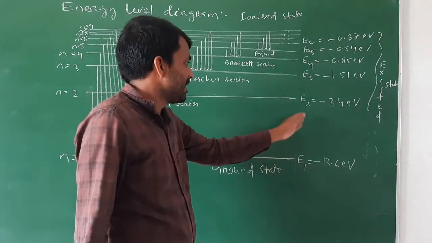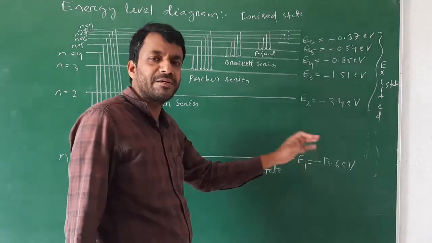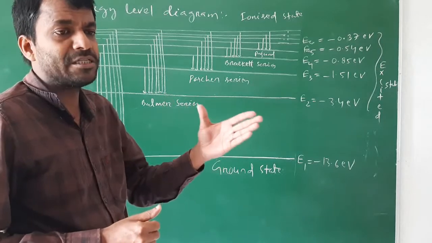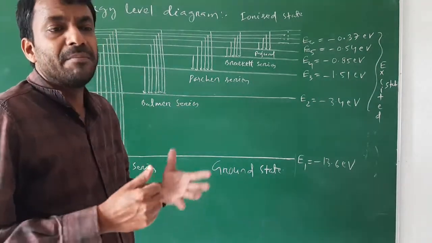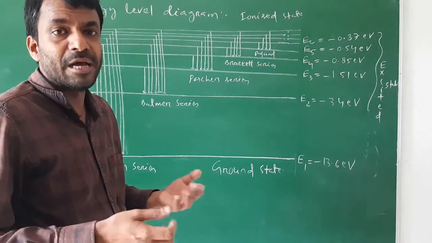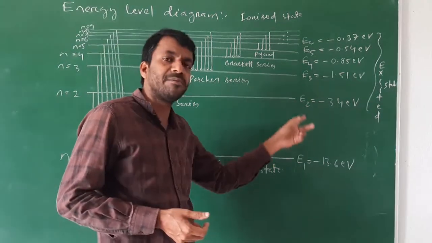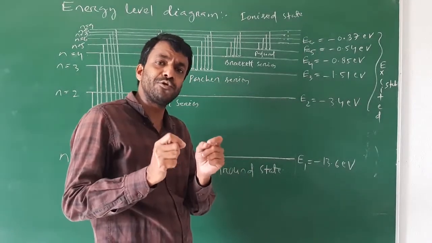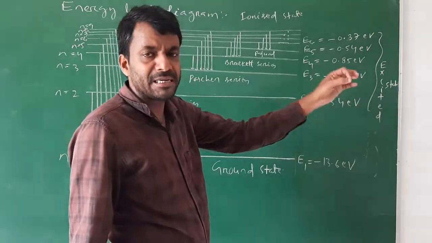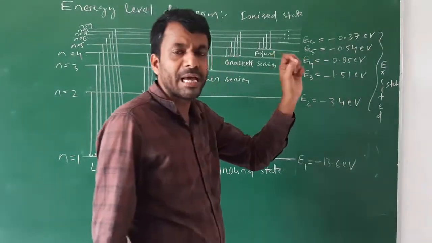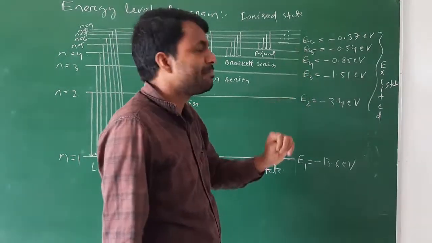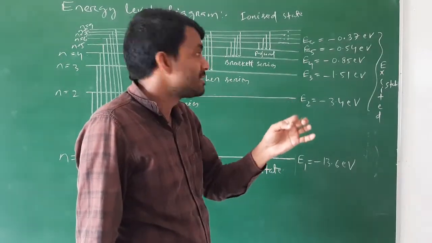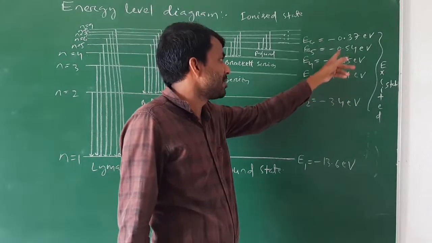Now, these are the energies in different states. E1 is equal to minus 13.6, which is calculated according to En, the energy of the nth state, En equal to minus 13.6 by n square. According to that, I have calculated the energy of the different states. E2 is minus 13.6 by 2 square, E3 is minus 13.6 by 3 square, E4 is minus 13.6 by 4 square, E5 is minus 13.6 by 5 square, E6 is minus 13.6 by 6 square, etc. And these are the energies of the states.